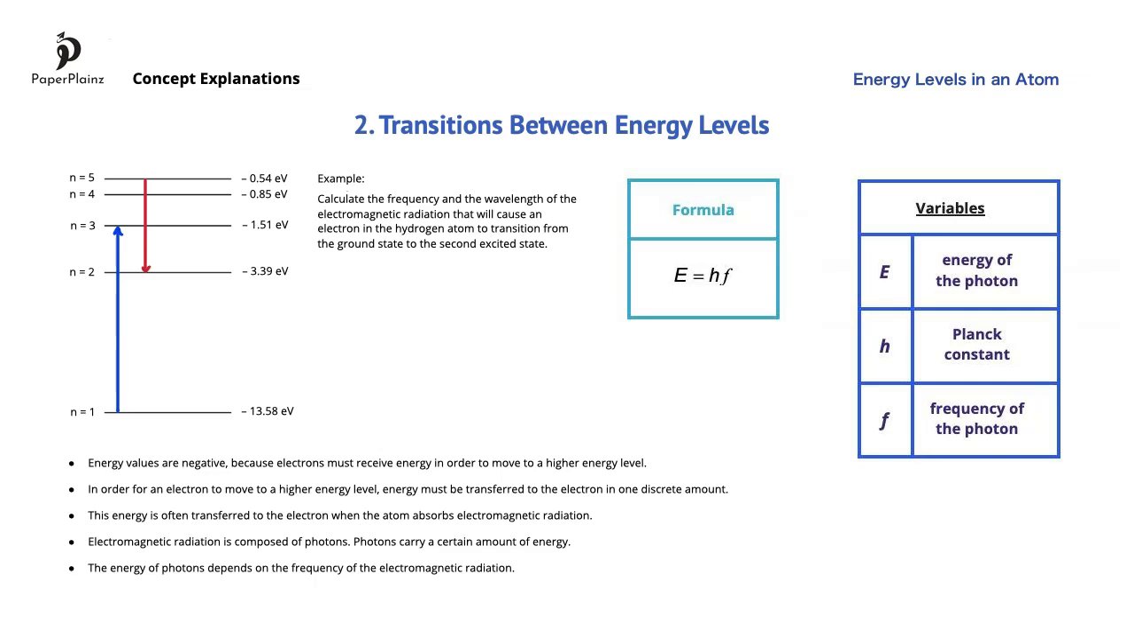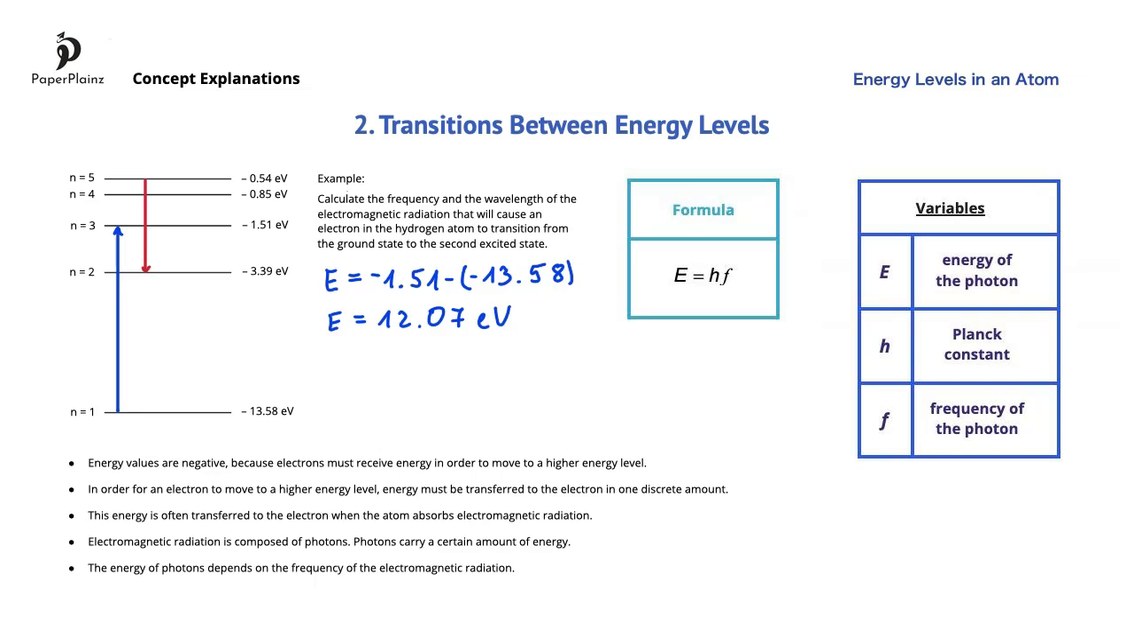The transition from the ground state to the second excited state is shown by the blue arrow on the diagram. Let's start by finding the energy that we need to supply to the electron in order for this transition to happen. To do this, we need to find the difference between the two energy values, which gives us that this energy is equal to negative 1.51 minus negative 13.58 electron volts. The result of this calculation is 12.07 electron volts.